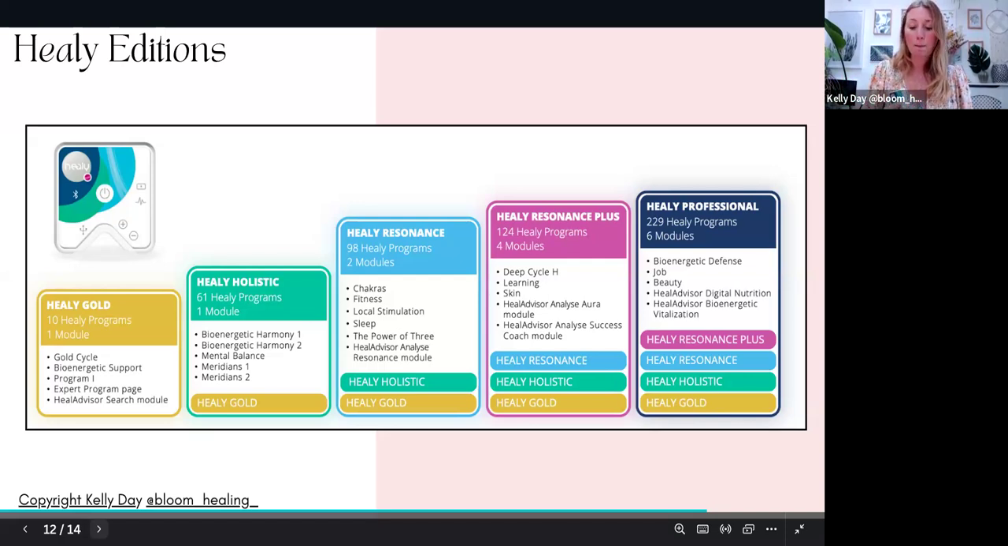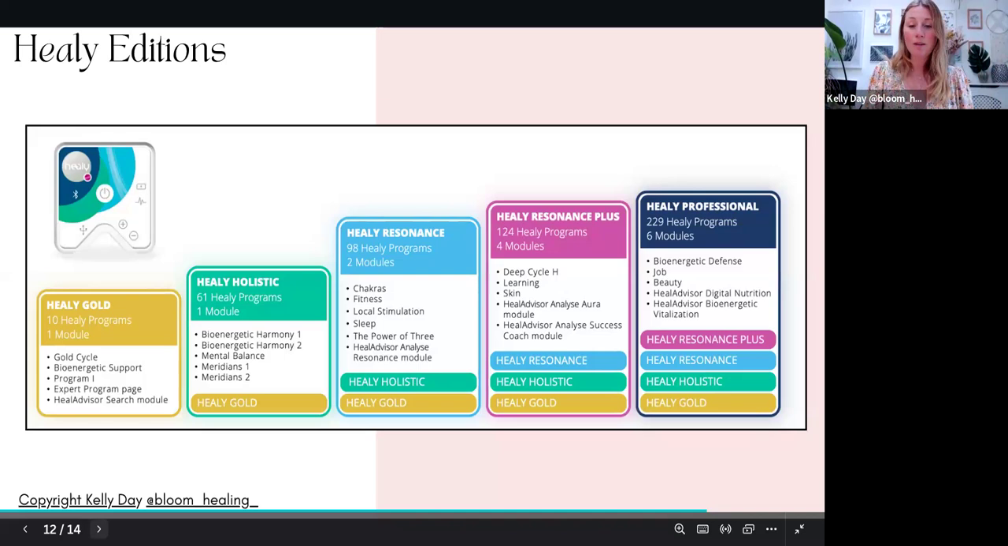And this is where you connect to the Healy, and the Healy is connecting to the quantum field and your information field and suggesting in real time what programs you need. And then you are able to run the full program or send the frequencies, either or. So that's what you get with the Healy Resonance. You get the analyze function.